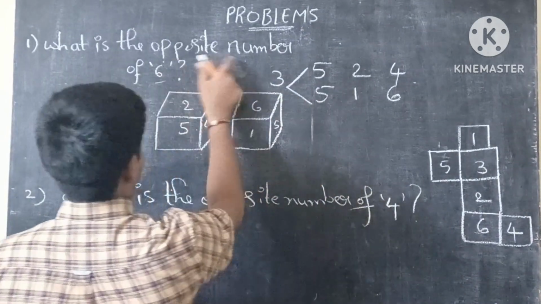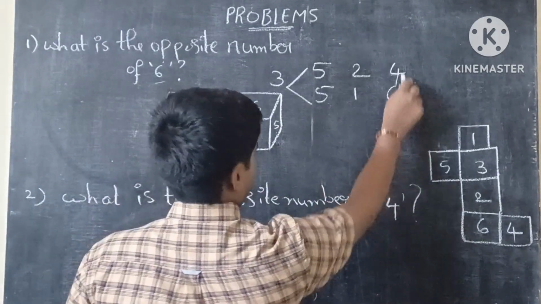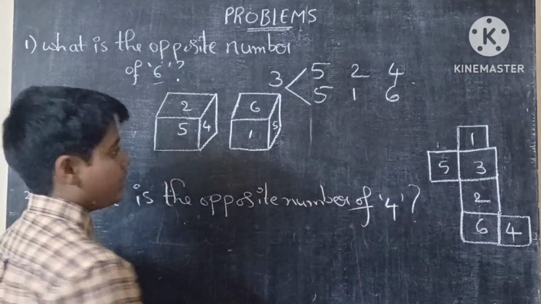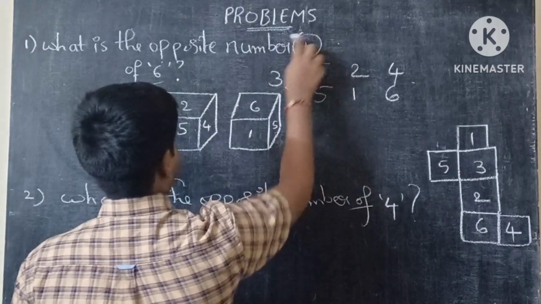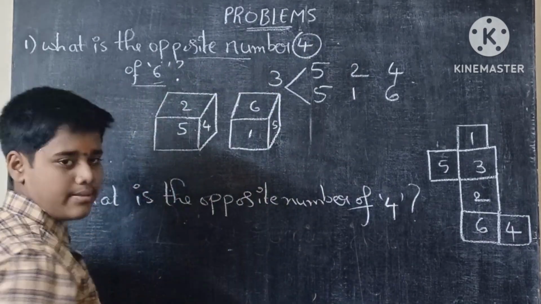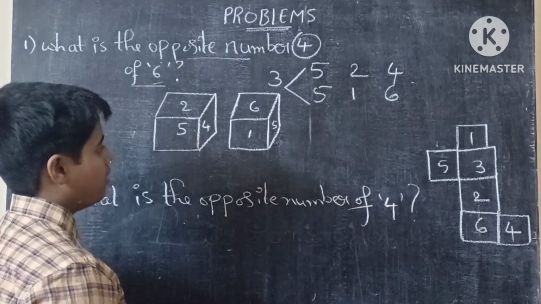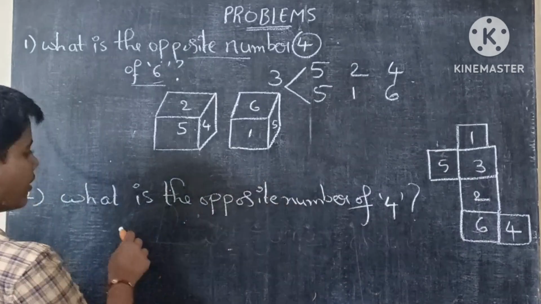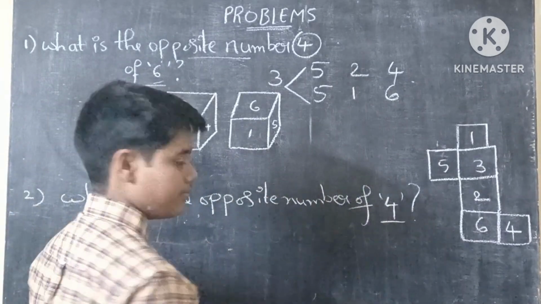So if you see, the opposite number of 6 means 4. So this is the opposite number of 6. If you see the second question, what is the opposite number of 4?